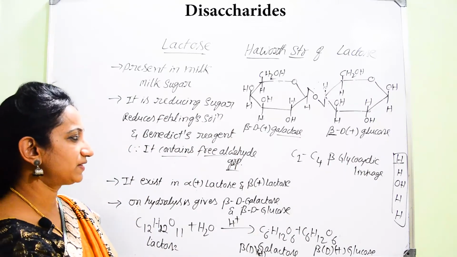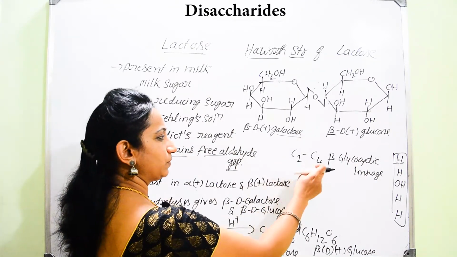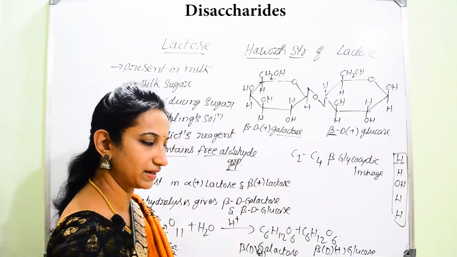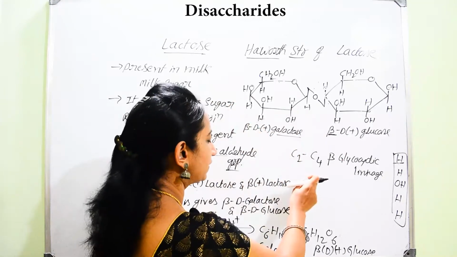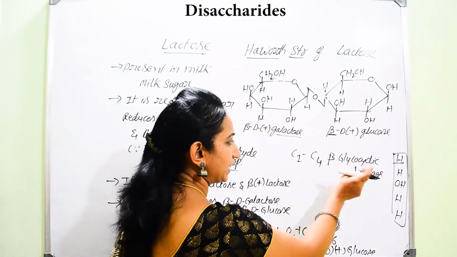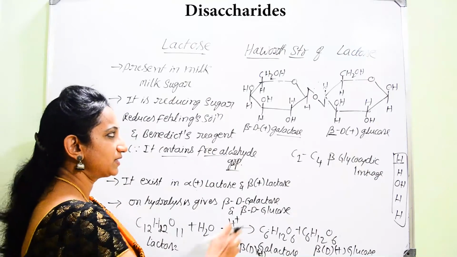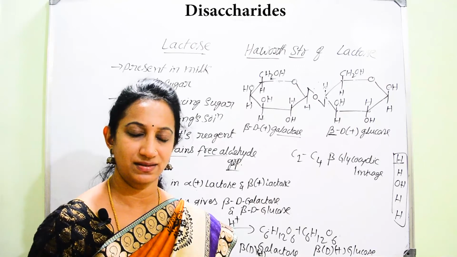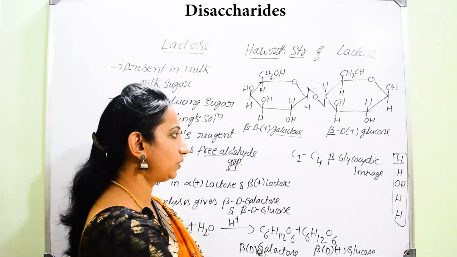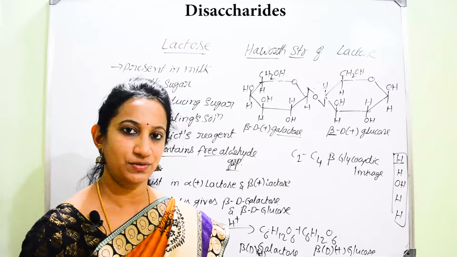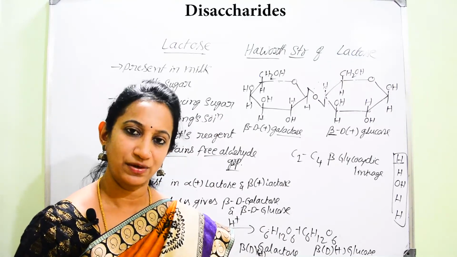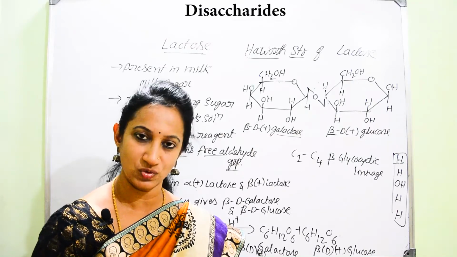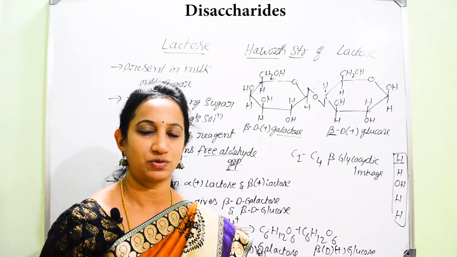So in the previous case also you got C1, C4, but that is in case of maltose, you will get C1, C4 alpha glycosidic linkage. But here in case of lactose, you will get C1, C4 beta glycosidic linkage. So that is regarding the Haworth structure for lactose. I think it is very easy to remember the code that I have given here, and easy to write whichever molecule they are going to ask in examination. Either they can ask the structure for sucrose or maltose or lactose.